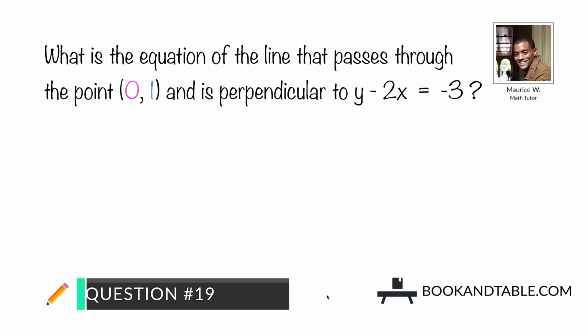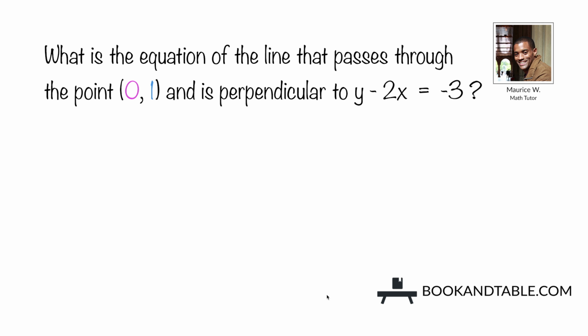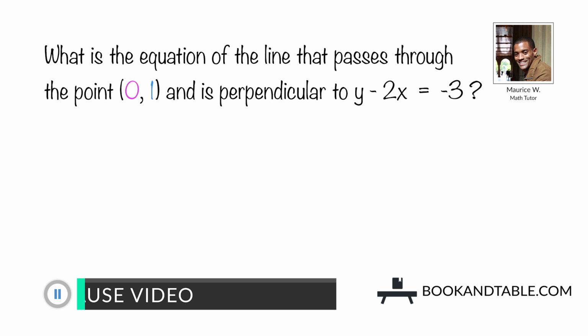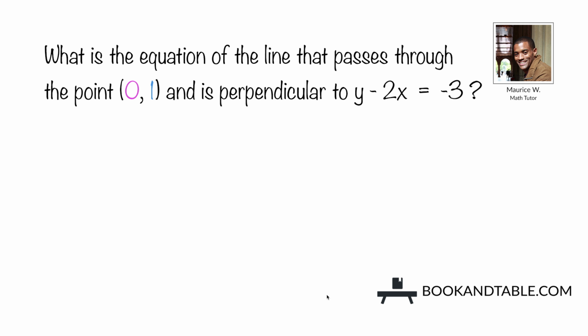Question number 19. What is the equation of the line that passes through the point (0, 1) and is perpendicular to y minus 2x equals negative 3? Pause the video, answer this question, and then press play when you are ready to begin.